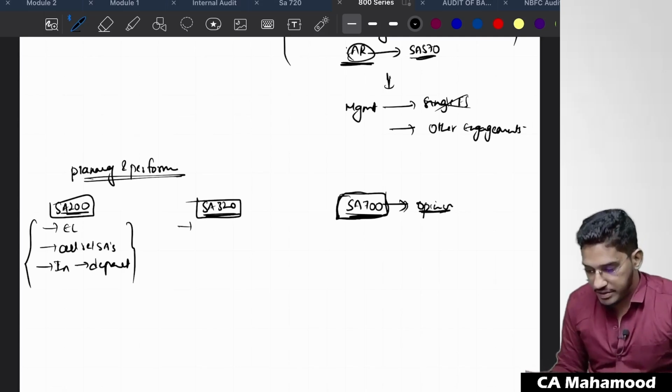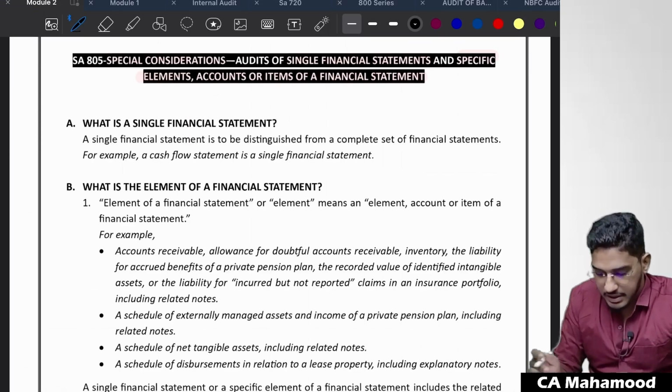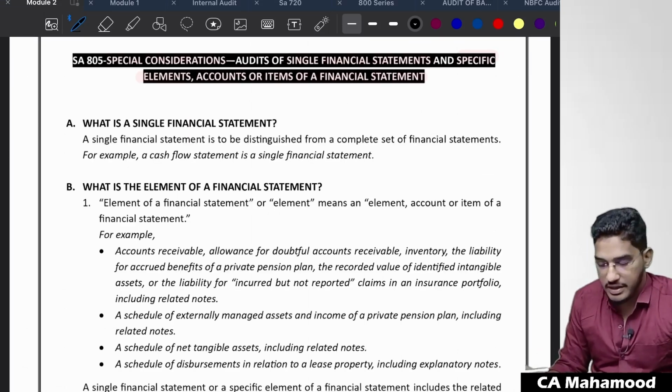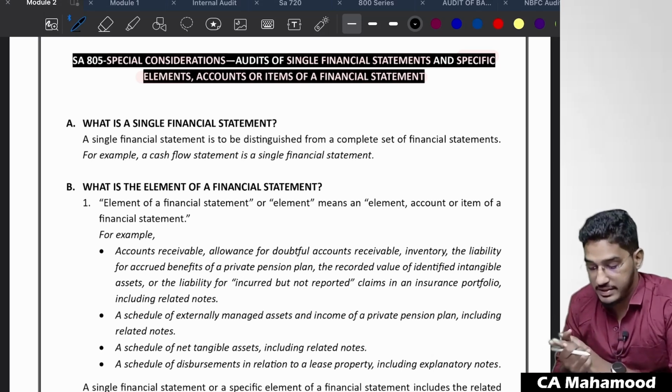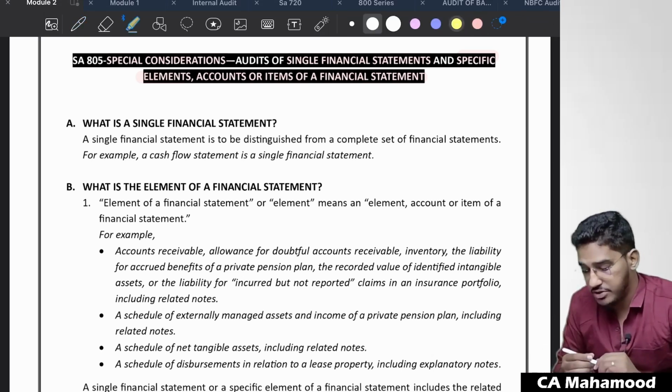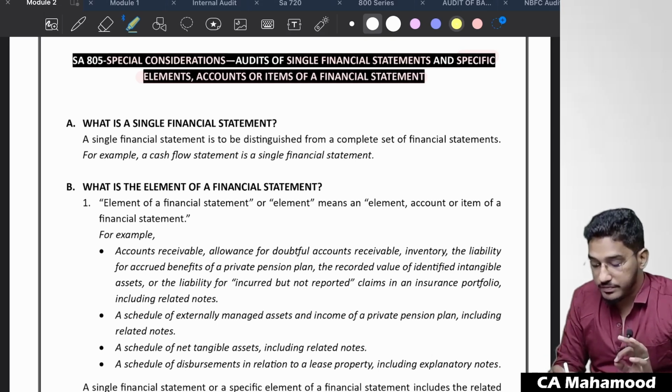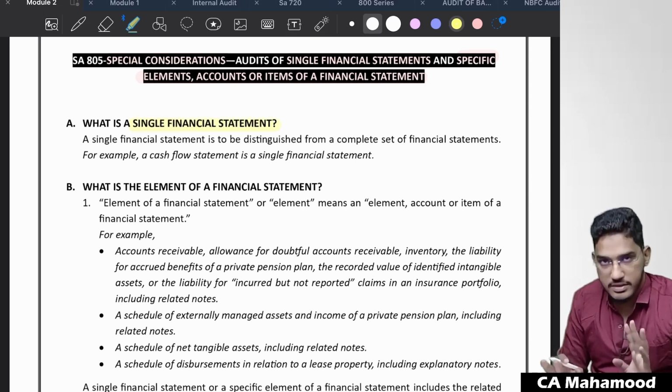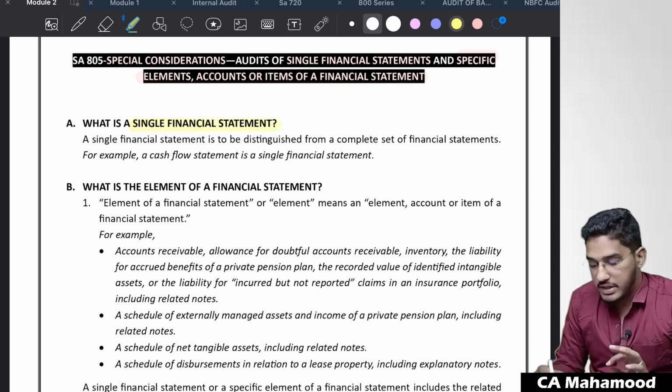So with all the background discussion we had, now we will start reading the content from the standard. Now we will start going through the standard SA 805. Let us see what the standard says. Everybody pay complete attention. First of all, they are telling what a single financial statement is. A single financial statement is to be distinguished from a complete set of financial statements. For example, a cash flow statement is a single financial statement item.